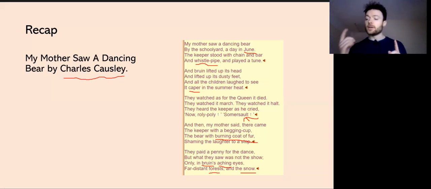And then that leads us on nicely to question 8, which says, why do you think the children stopped laughing at the bear on line 16? So let's find line 16: shaming the laughter to a stop, okay? Because the children realize, initially they thought it was fun seeing a bear doing these tricks and somersaults, but then they started to realize that actually this bear is in a lot of pain. It is not a nice thing.